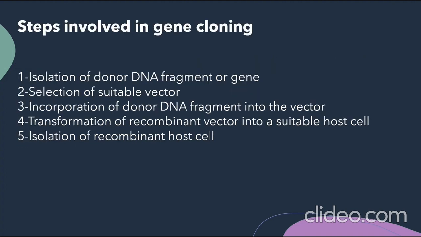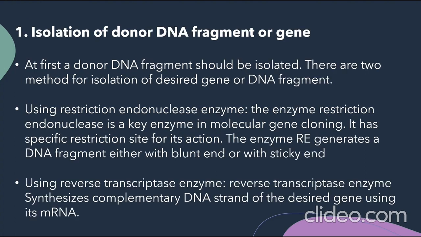Here are the following steps involved in gene cloning. Firstly, isolation of donor DNA fragment or a gene. Secondly, selection of a suitable vector. Thirdly, incorporation of donor DNA fragment into the vector. Fourth step, transformation of the recombinant vector into a suitable host cell. Finally, isolation of the recombinant host cell. Now let us discuss each point clearly.